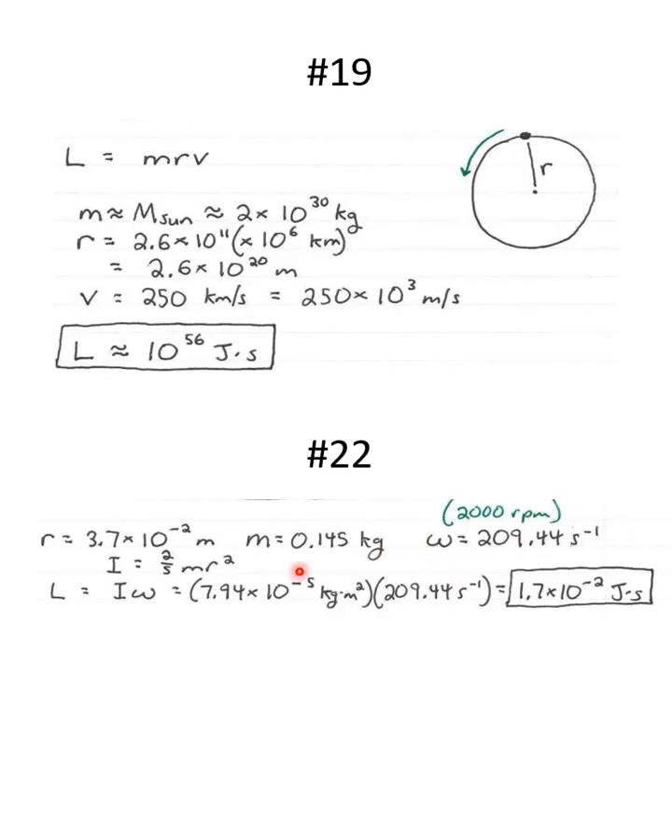And rotational inertia for a solid sphere is 2/5 mr squared. So the angular momentum is the rotational inertia times omega. I've calculated rotational inertia. I didn't write down the full calculation, but it's 2/5 times m, times r squared. You should get 7.94 times 10 to the negative 5th, times omega, and we get 1.7 times 10 to the negative 2 joule seconds.